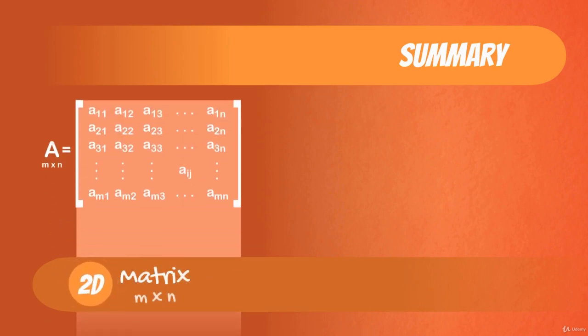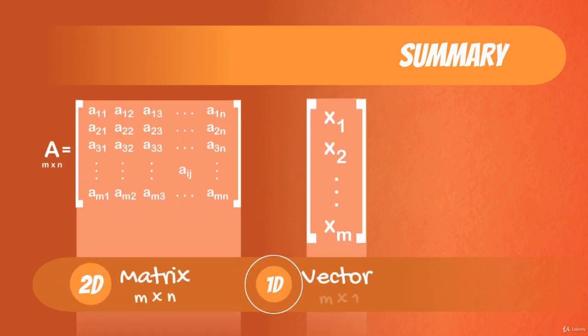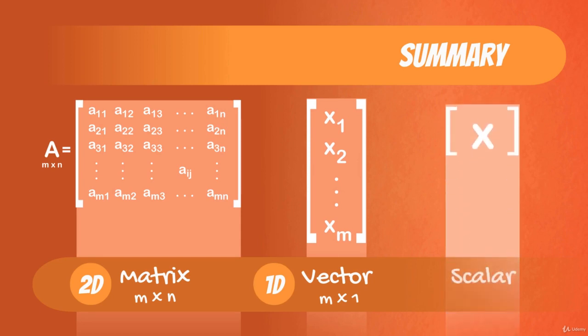Let's summarize. We have matrices that have two dimensions, m by n. Vectors that have a single dimension, m by 1. And scalars that have no dimensions and are 1 by 1. In the consequent lectures, we will learn how to add, subtract, and multiply matrices, vectors, and scalars, which will make these concepts even more intuitive.